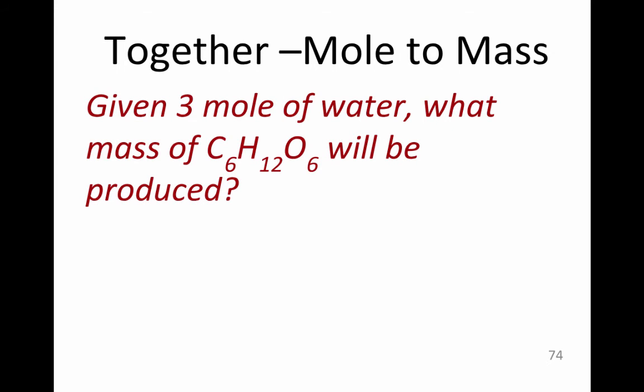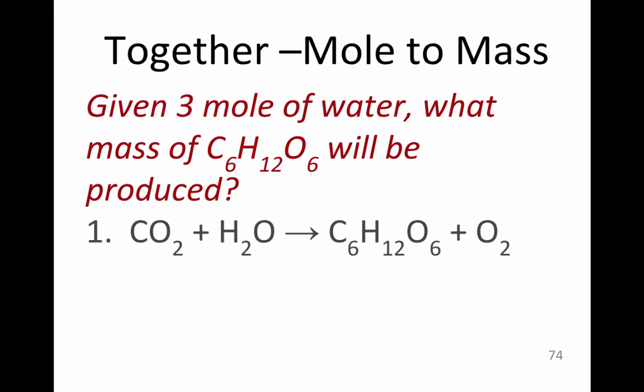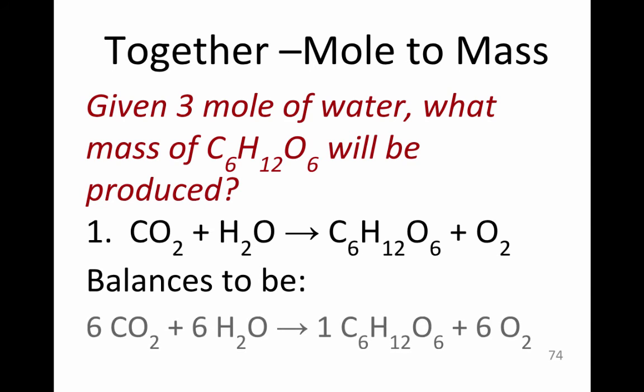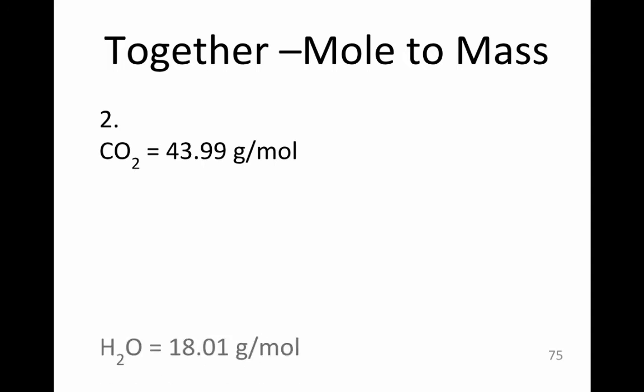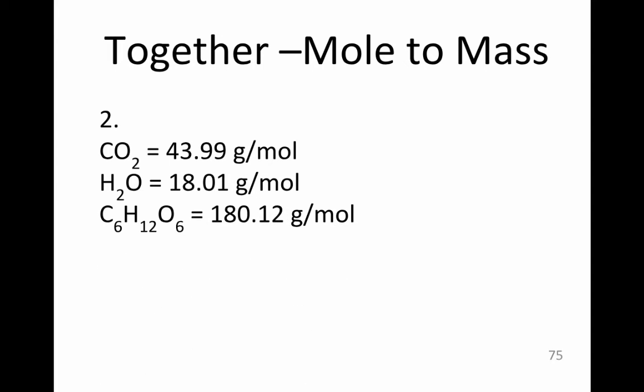Problem 2, mole to mass. Given 3 mole of water, what mass of C6H12O6 will be produced? Again, you start with the chemical equation you're given. It balances to be 6, 6, 1, 6 coefficients. Molar masses, and this is where my list starts. Carbon dioxide is 43.99, water is 18.01, sugar is 180.12, and oxygen, diatomic oxygen is 31.98. Okay.